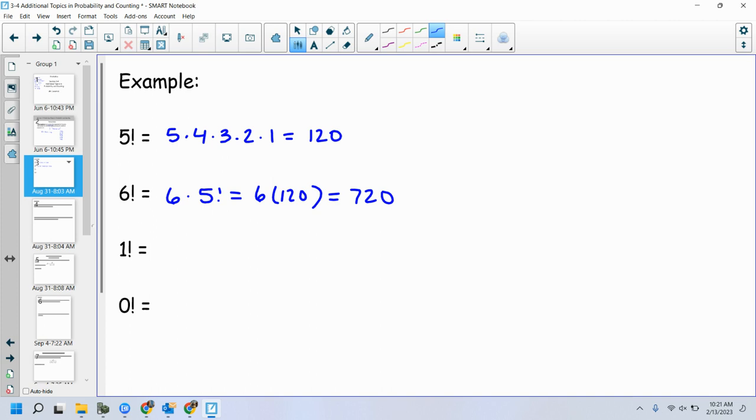Follow me there? The definition of n factorial is really just n times n minus 1 times n minus 2 times and so on, until you get all the way down to 1. All right, so what's 1 factorial? 1. Ooh, what's 0 factorial? Undefined.